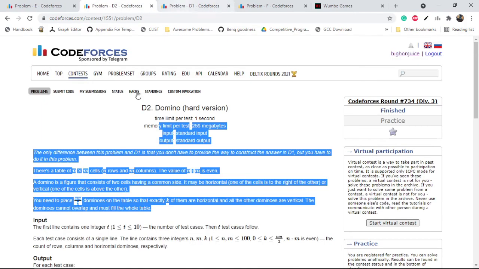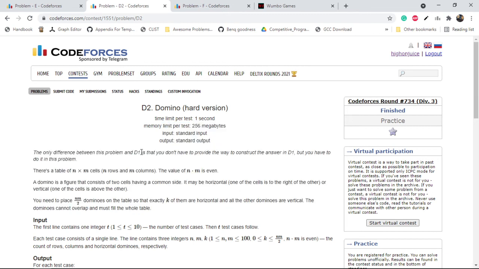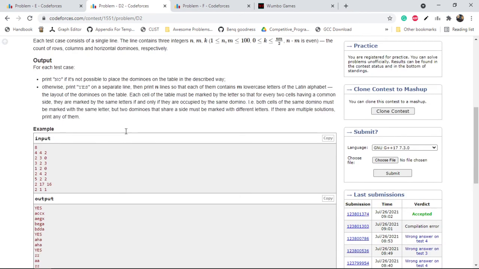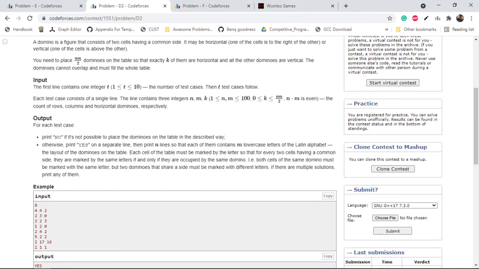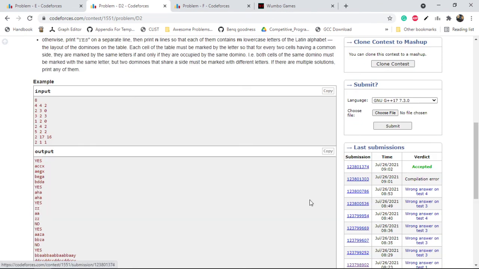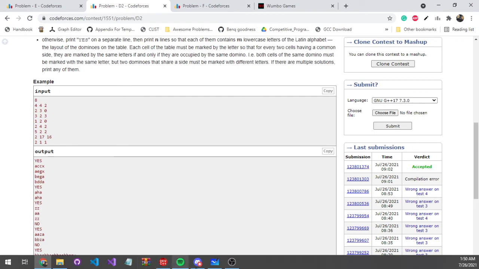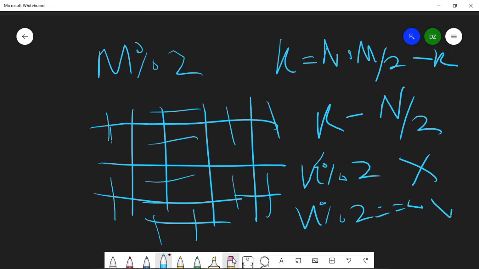Now for D2, I don't like D2 because it's an implementation problem. I don't think implementation problems are bad in a sense, it's just I'm bad at them. And you'll notice I have done this like 9 times, and I've got it wrong 8. And the last time, I think I literally just copied the editor. But I had an issue where, I have a solution, don't worry, I'll explain my solution, I guess.